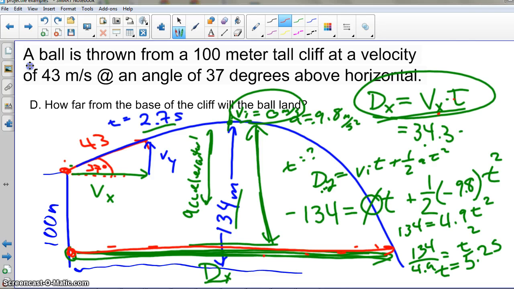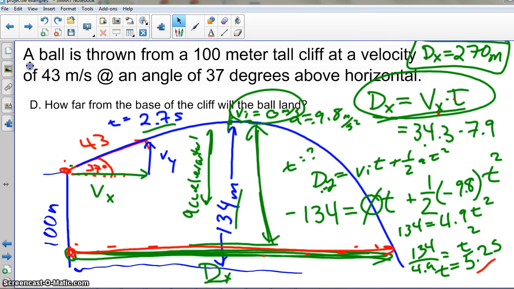So is the time it took to go from here to here just 5.2, or is it both of them together? It's both of them together. So it's going to be 5.2 plus 2.7, or 7.9, right? 7.9. 34.3 times 7.9 is what? 271. So the distance that it goes is, I'll just call it 270 meters, which is the range.